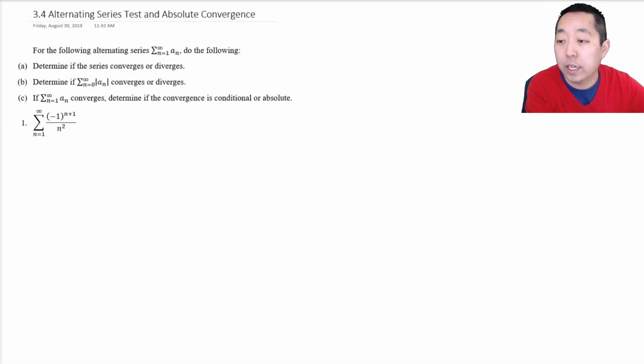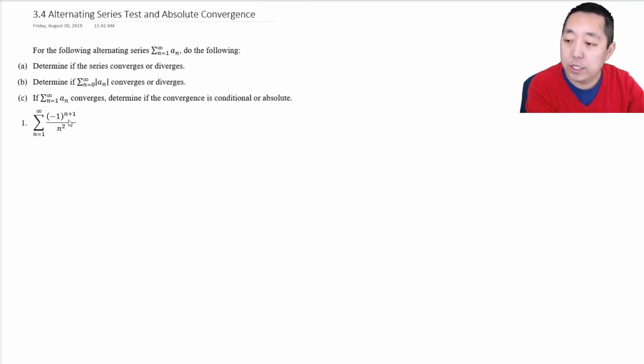So now we're going to start looking at alternating series tests and absolute convergence. For each of these series, we want to do a few things. We want to first identify if the series converges or diverges directly, and determine if the absolute value of it converges or diverges. And then if it does converge, determine if it's conditional or absolute.